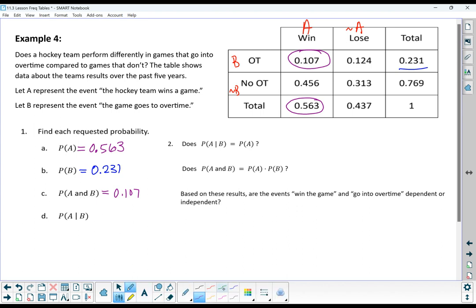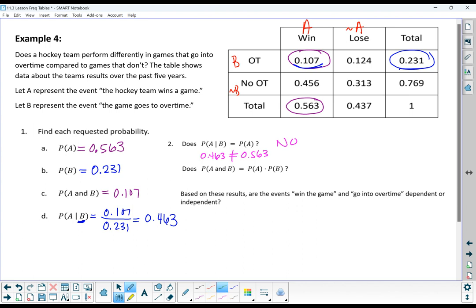And then our final one is a conditional probability. So we are going to have to do a little bit of math for this one. Our given condition is B, that they went into overtime. So it's going to be out of 0.231, and the ones that they won are 0.107. So when we divide that, we get 0.463. So looking at our little list over here, does the probability of A given B equal the probability of A? And it looks like no, they do not. They're different by about 10%.